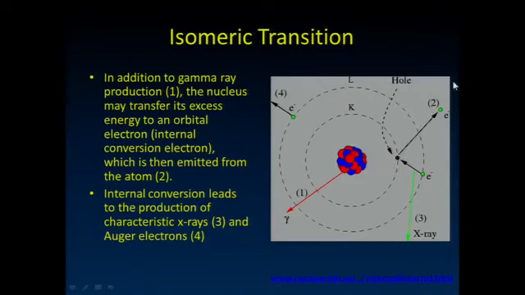And once that's gone, of course, characteristic X-ray production can occur, where an L-shell electron is going to come in and fill that slot and give rise to that characteristic X-ray. Or sometimes this energy difference gets imparted to an outer shell electron and we get the production of Auger electrons. So, things that we've talked about before. But in isomeric transition, the main thing that happens is the rise of this gamma ray here.